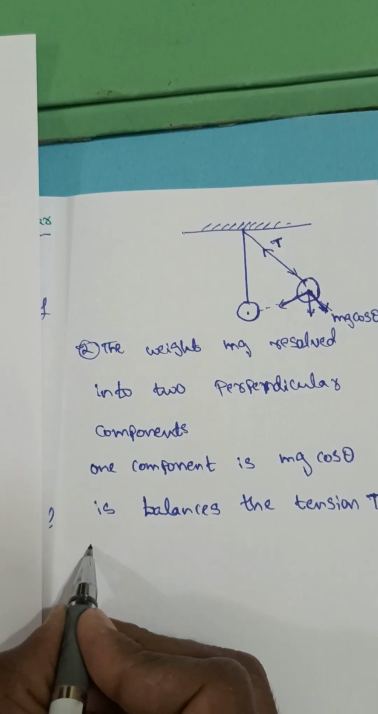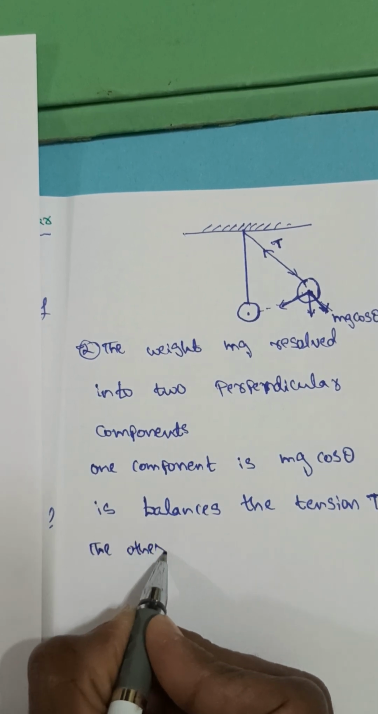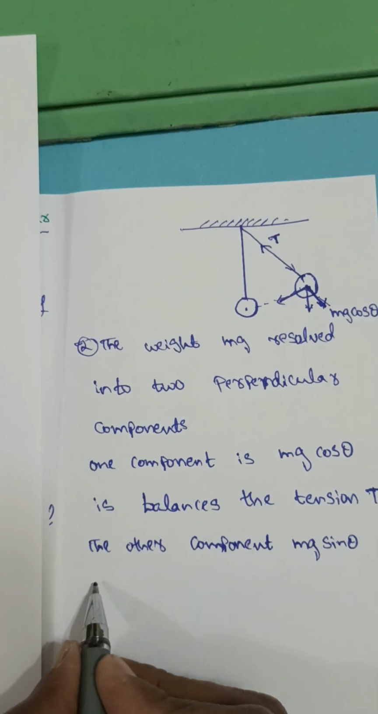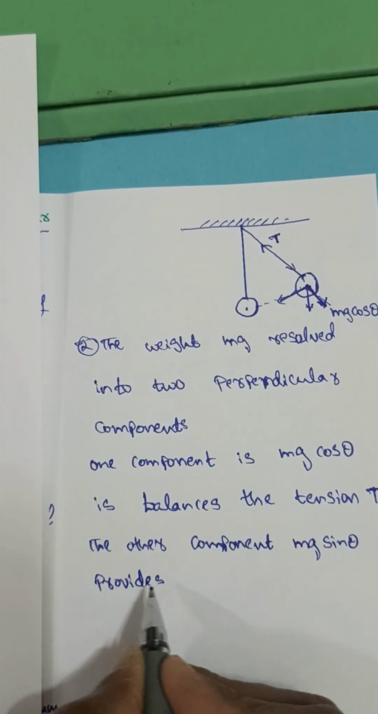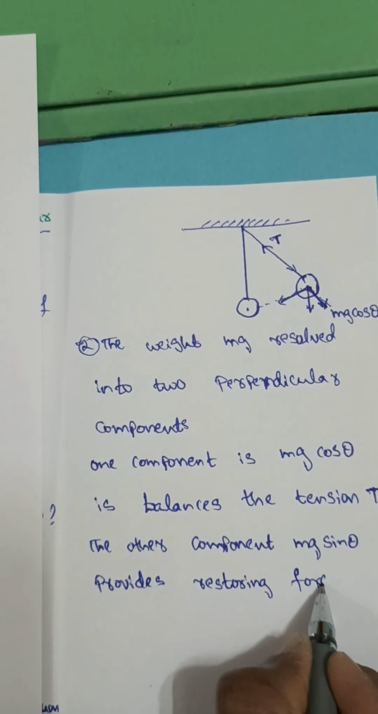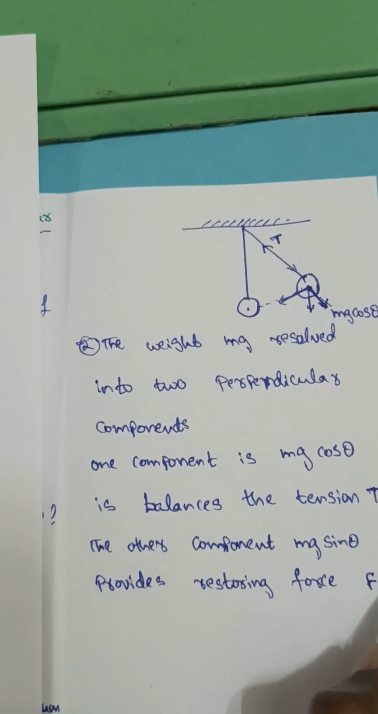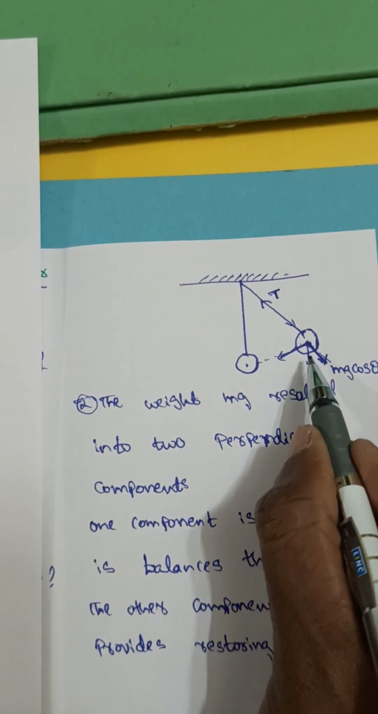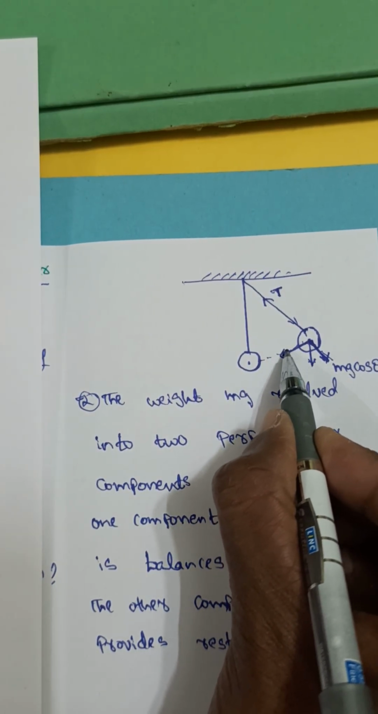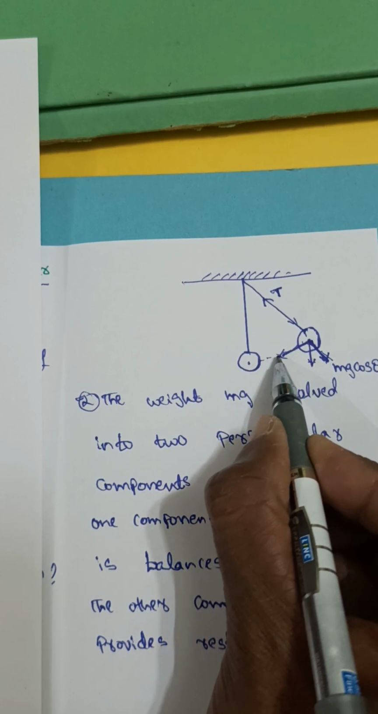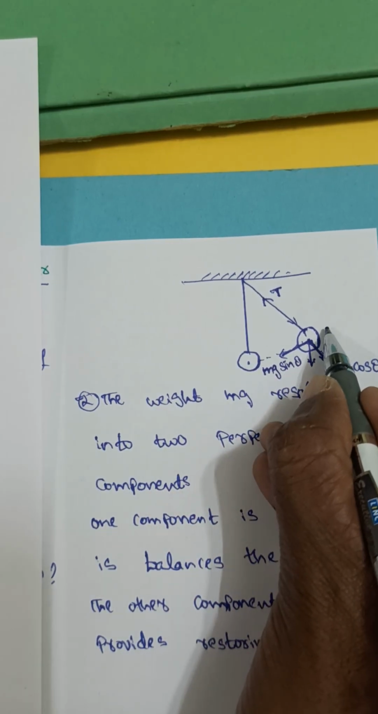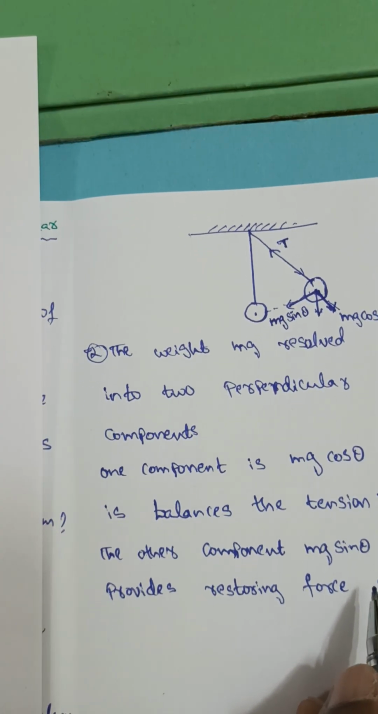The other component, next point, the other component mg sin theta provides restoring force capital F. See here, we are pulling aside, it is capital F, so the bob goes towards the mean position, so it is mg sin theta, both are in opposite direction but equal.